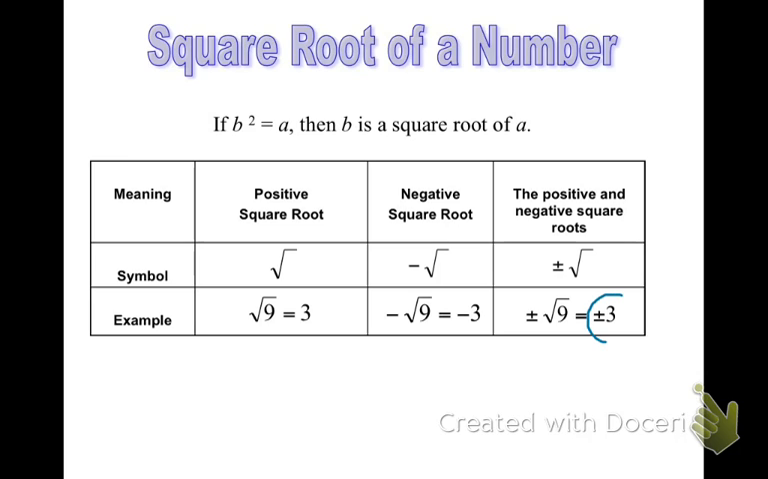And sometimes when you're asked for the roots, as in plural, you would want to give both the positive and the negative to show that you understand. Positive 3 times positive 3 is equal to 9, and negative 3 times negative 3 is also equal to 9.